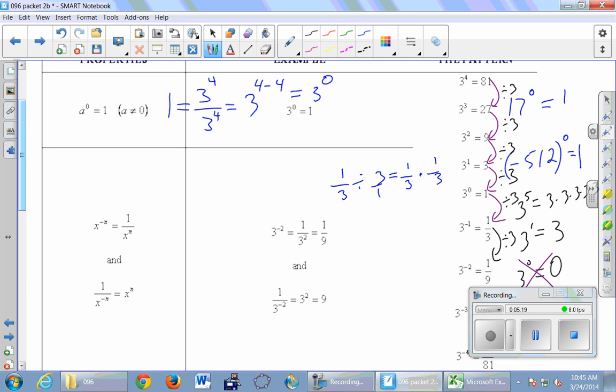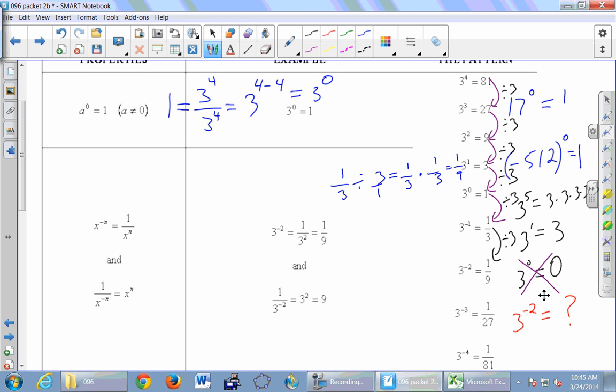And then how much is 1/3 times 1/3? It's 1/9. So that's the next guy. And then we can go 2 more steps. We divide by another 3, and 1/9 becomes 1/27. And we divide by another 3, and we get 1/81.